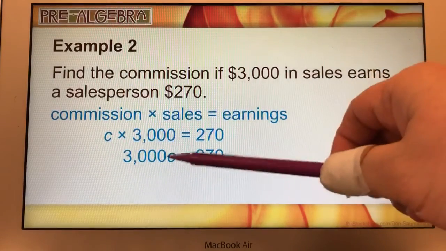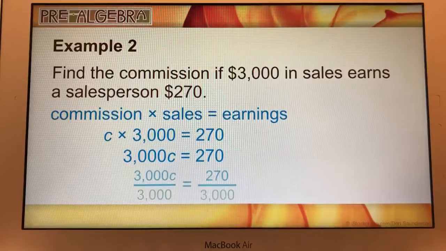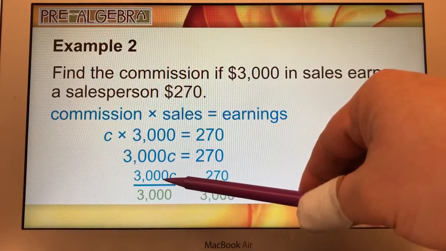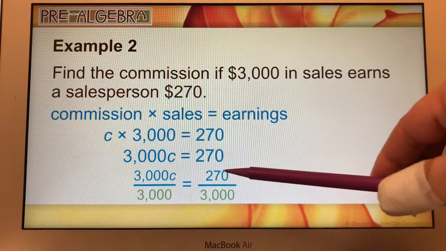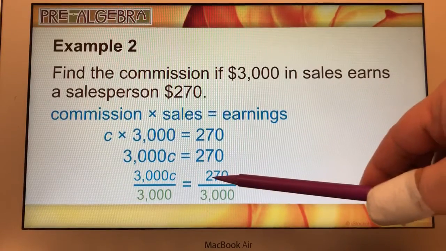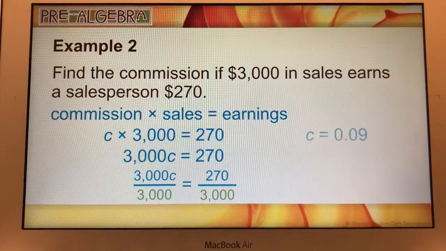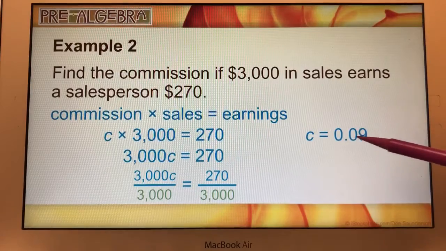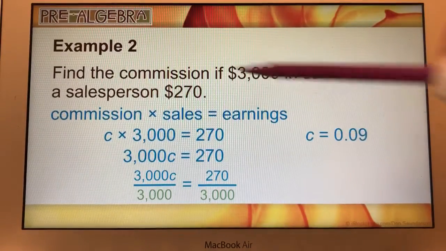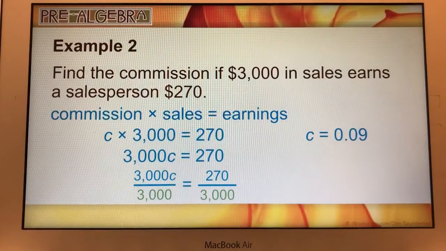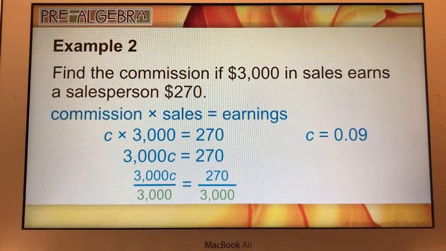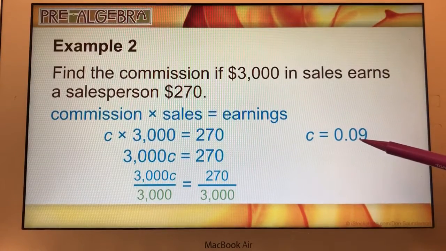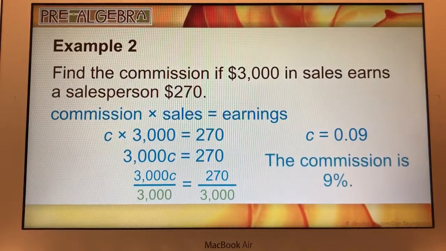Now we solve for C, okay? And in order to do that, we would have to divide by 3,000. And here you can eliminate your zeros. 27 divided by 300. And our C is going to equal 0.09. But commission, remember, is the same as a percent. So you're going to convert 0.09 into a percent. You move your decimal over 2 places, and that's going to be a commission of 9%.